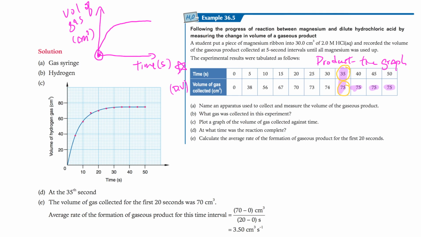Basically, what you need to do: name an apparatus used to collect and measure the volume of gas produced. We have mentioned this just now. Pay attention to the spelling: gas syringe. Then, what gas is collected in the process? Because we have HCl reacting with magnesium, the gas will be hydrogen. This question doesn't say name the gas, so you can also write H2 for this. Then you need to plot a graph. Remember, the XY axes are very important. You have to label them, and the whole reaction starts from 0, the origin.